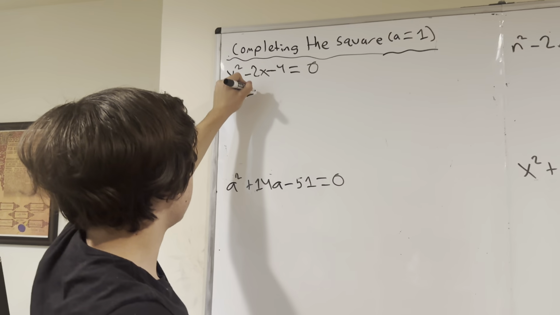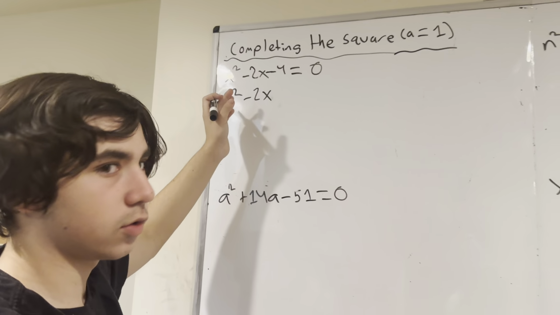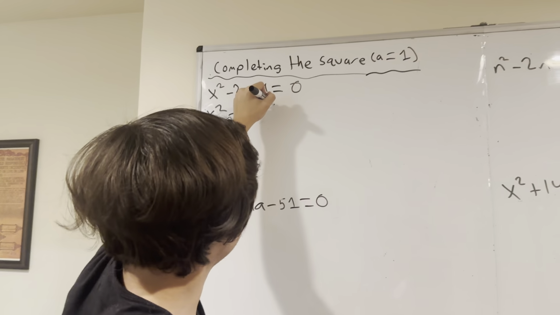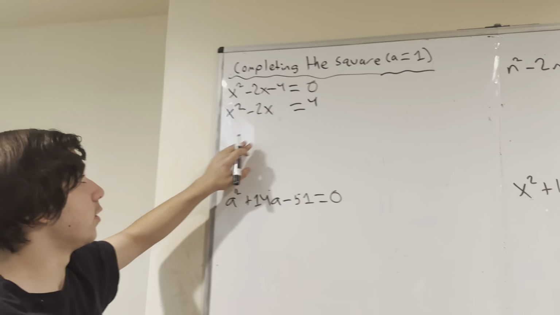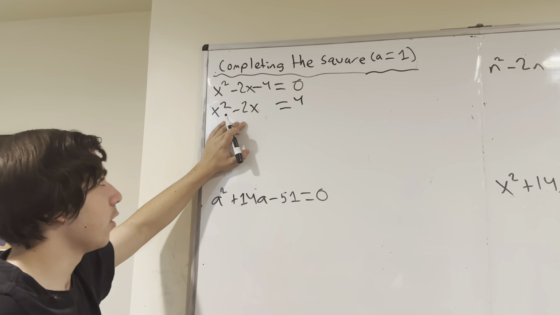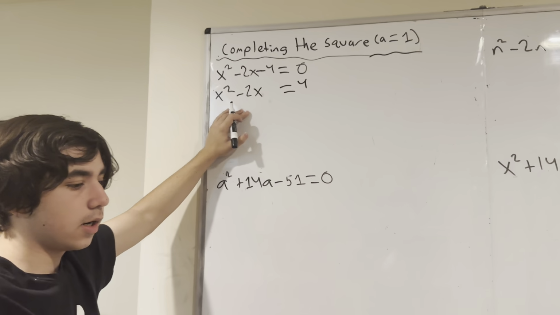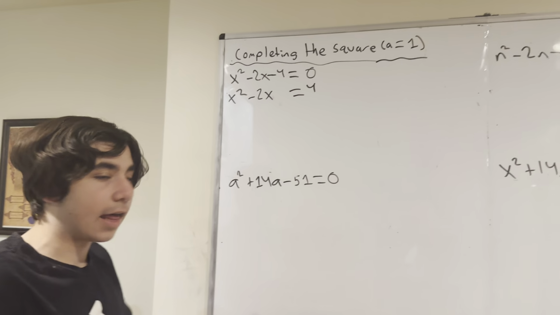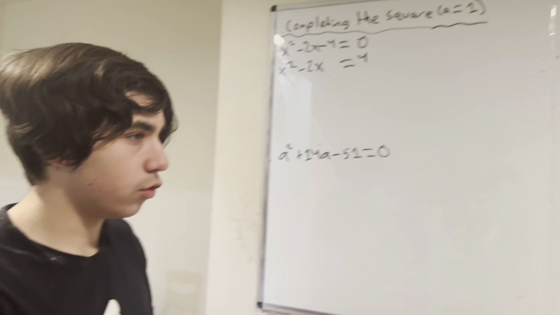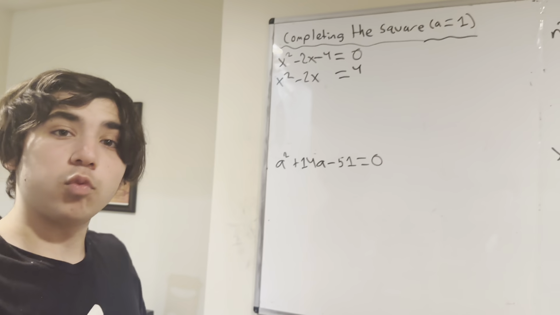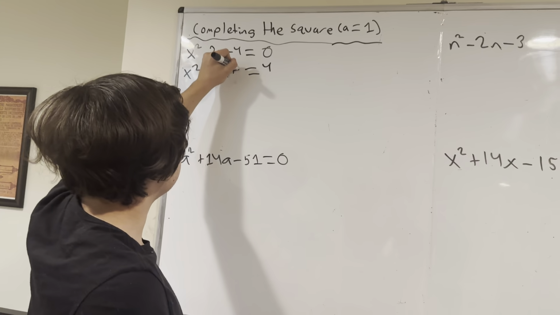And I get x squared minus 2x. And I'll leave space between this and the equal sign, and you'll see why in just a minute, equals 4. Now I'm going to take this linear coefficient of negative 2, divide it by 2, and square it. And then add that value to both sides of the equation. Negative 2 divided by 2 is negative 1. Negative 1 squared is a positive 1. So we add 1 to both sides of the equation.